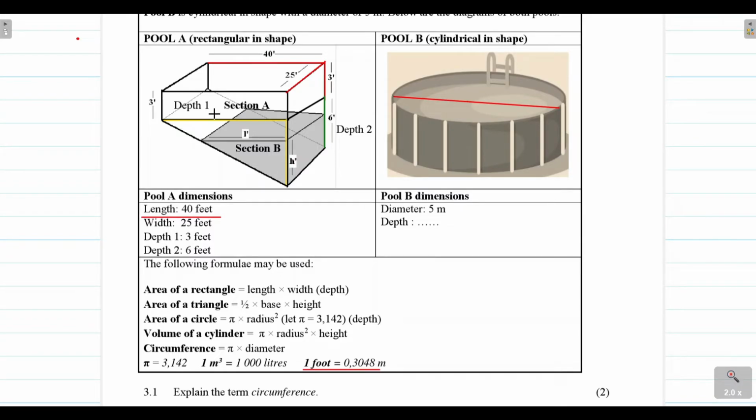So how will we calculate the volume for our section B? When you're calculating the volume of this triangular prism, all that we need to do is take half your base, multiplied by height, multiplied by the width. That is how we're going to get the volume of this prism.